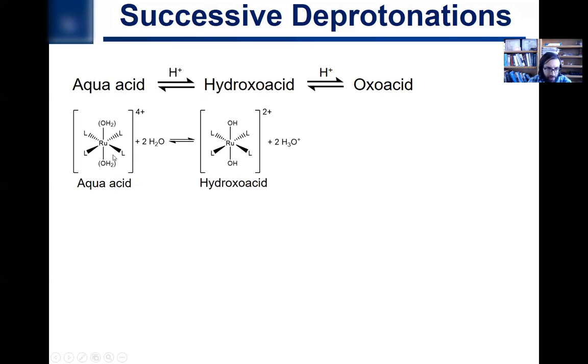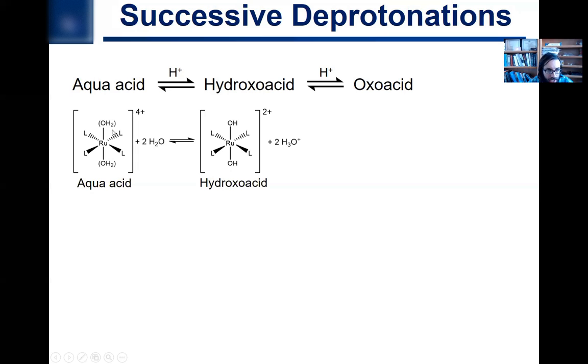So here's the way to look at this. Here's going to be one compound that does this whole series. We start out as an aqua acid. This is a ruthenium complex bound to two water molecules. Why is it an aqua acid? It doesn't have any neighboring oxo groups, and it doesn't have any hydroxides. So it's just bound water, aqua. I mean, that naming is nice.